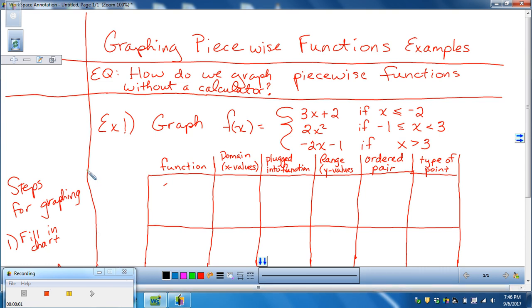Welcome to graphing piecewise functions, and we're doing some examples. Our essential question is, how do we graph piecewise functions without a calculator? And we're going to get right into the examples.